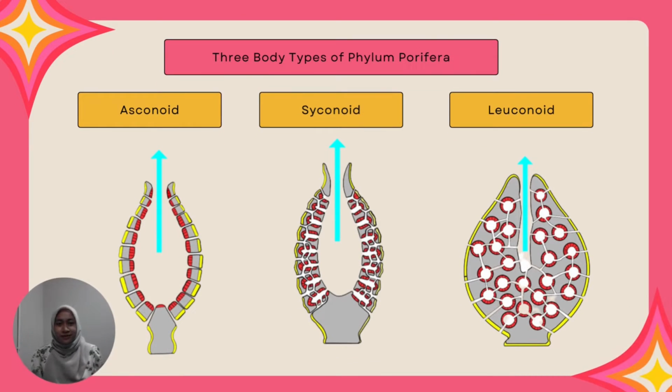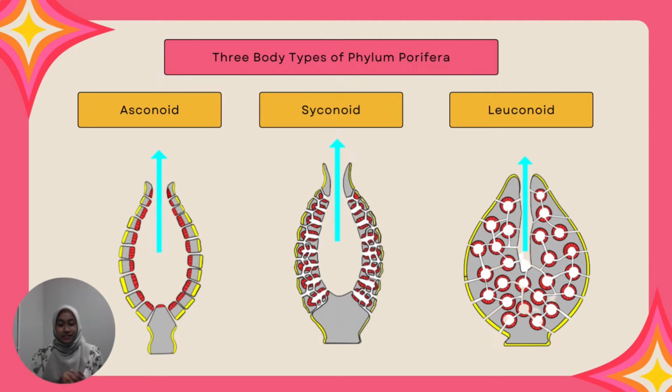Okay, now I'm going to talk about the three body types of phylum Porifera, which is only additional information for you to know. The first one is called asconoid, the second one is called syconoid, and the last one is called leuconoid.